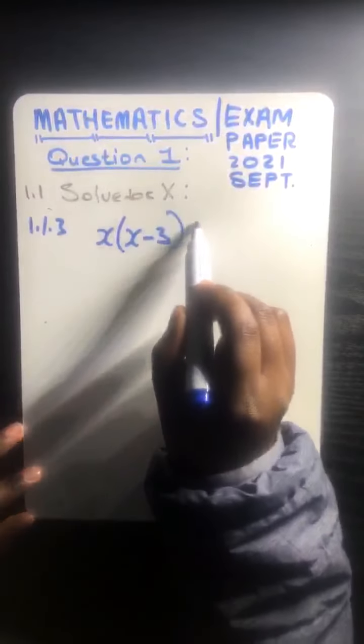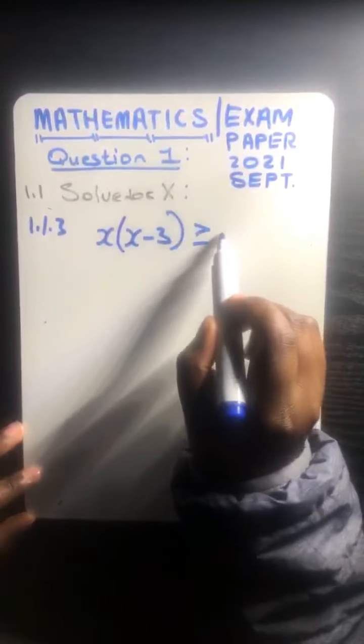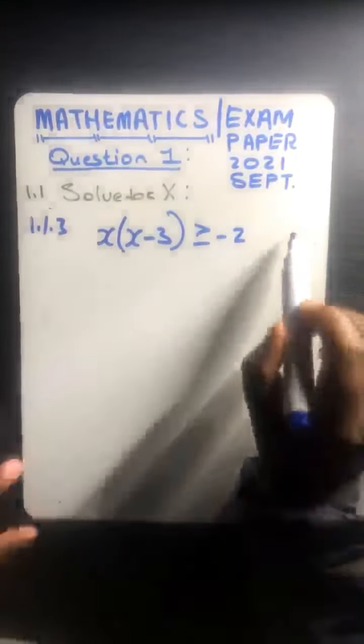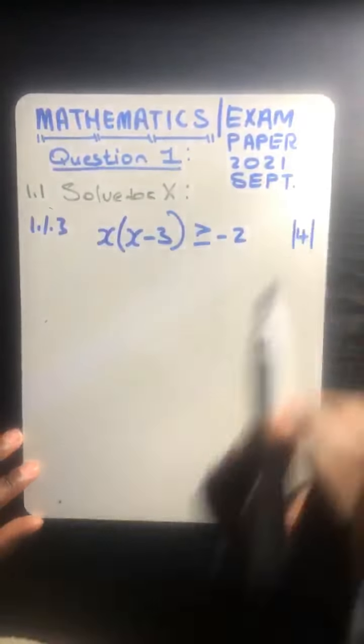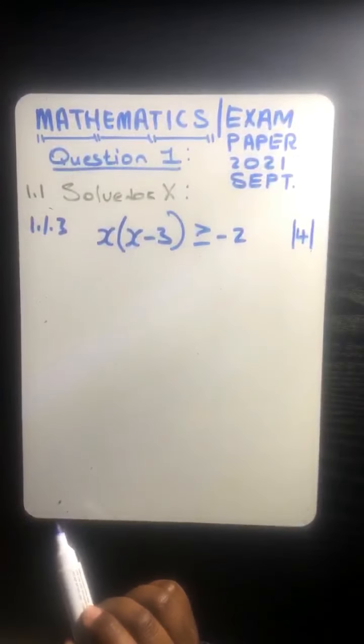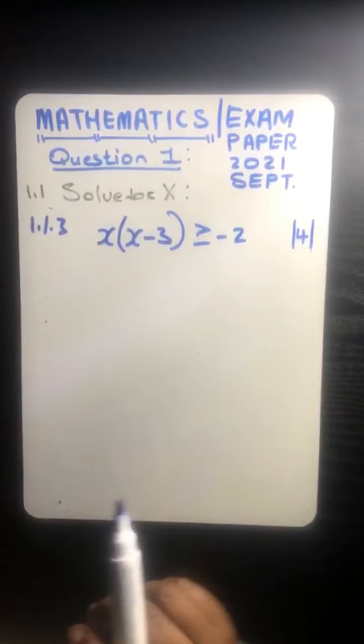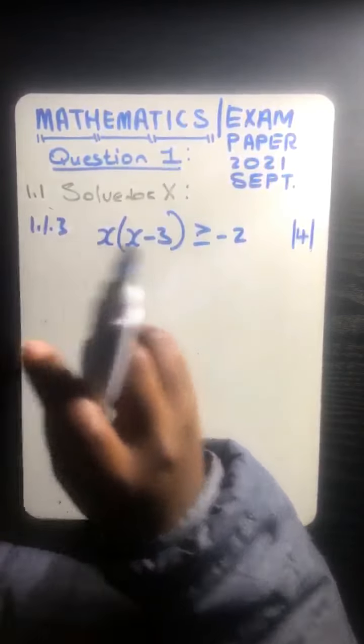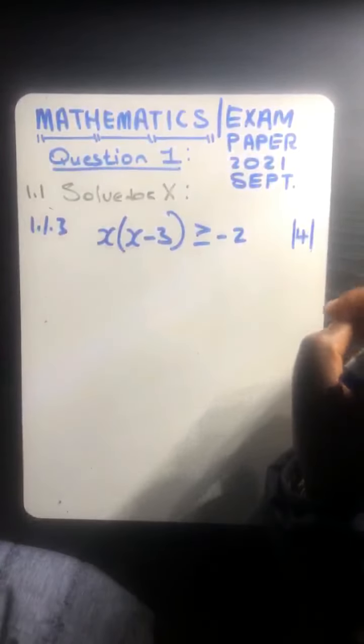Okay, so let's see. We are now moving to 1.1.3, and we are given x into that you close, and then you have greater or equal to -2. And this question is allocated marks. Okay, so remember guys, always in mathematics, when you're given a problem, just try to understand the type of problem that you're dealing with.